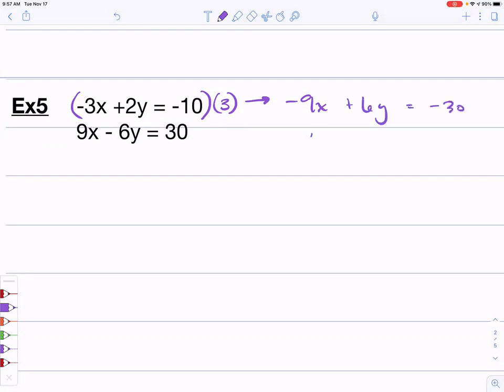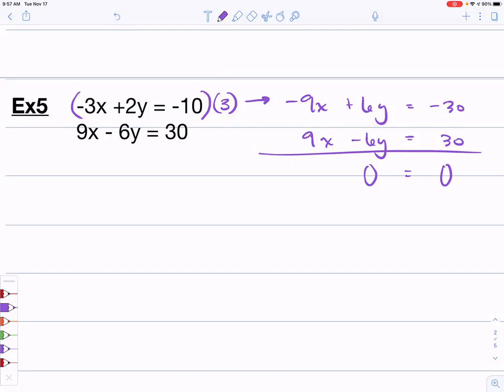Okay, and on the other one, I'll just copy 9x minus 6y is equal to positive 30. When you add, what do you get on the left? 0. When you add, what do you get on the right? 0. Now my question is, is this a true statement? Yes. Now it's a weird statement because it doesn't say x equals or y equals. It doesn't tell us anything at all about solving, okay?